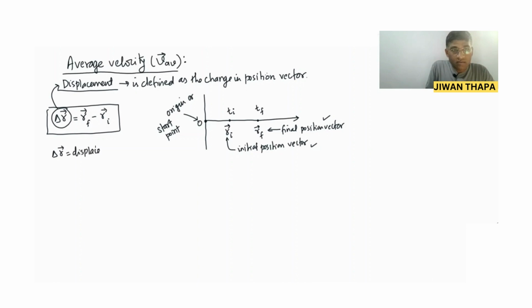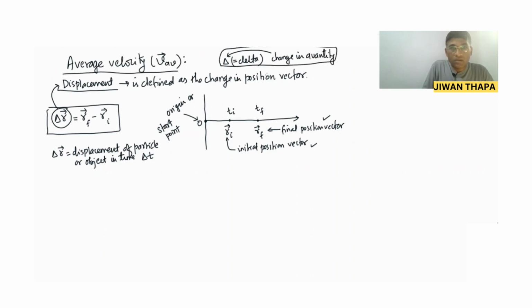This represents displacement of particle or object in time delta t. Okay, so this symbol is called delta and it represents change in quantity. So this is to be noted. Okay, so we have delta t equals tf minus ti.